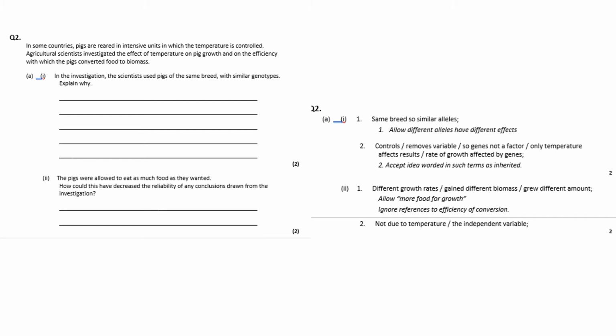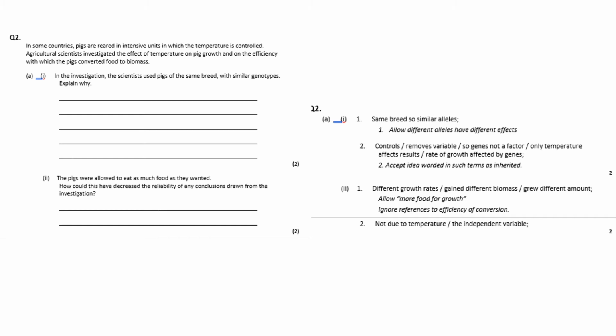So all domesticated pigs are the same species, but there are different breeds which will have different alleles, okay? All domesticated pigs can interbreed to produce fertile offspring, but we're looking at the breed. So the breeds will have different alleles. They'll have the same genes, but different alleles, so just be careful.